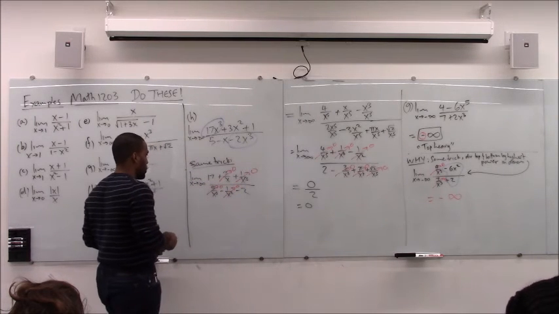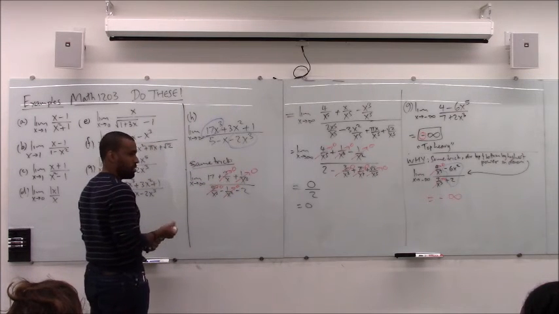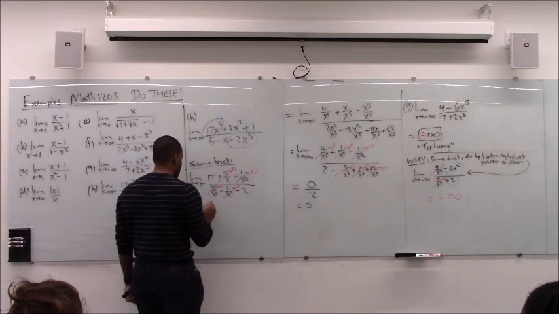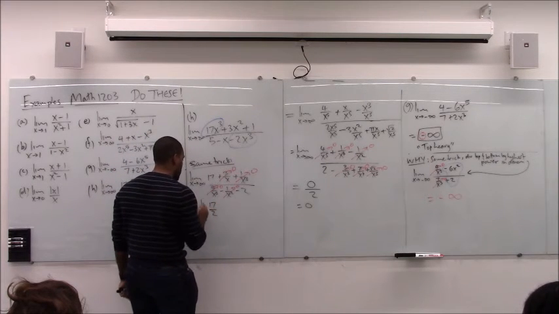And what are we actually left with? 17 over negative 2. Just 17 over negative 2. There's no infinity to speak of. Negative 17 over 2. So that's just the answer.